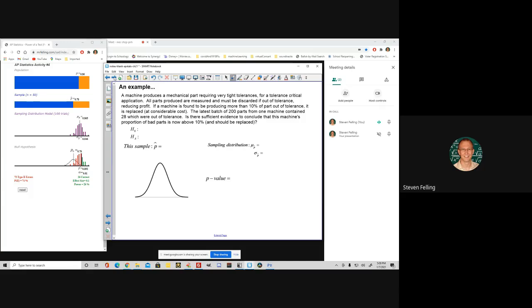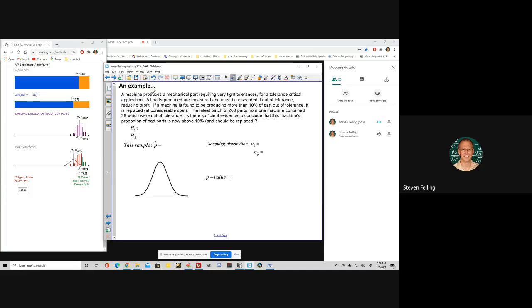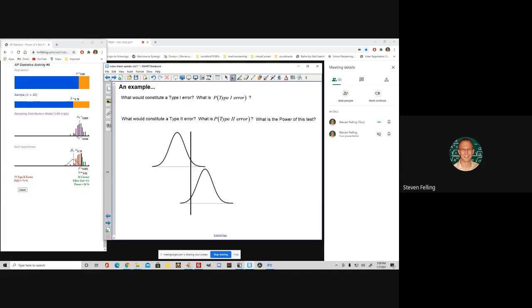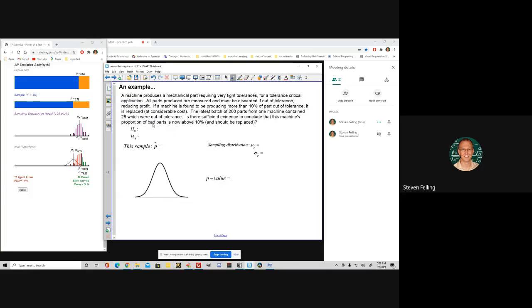Okay, and then to finish this, I want to show you an example. This is a made-up example, but it just illustrates what you would have to do if you wanted to really calculate the probabilities involved. So let's say that you're working on a machine that produces a mechanical part that requires really tight tolerances for some tolerance critical application. This is actually taken from something from my days as an engineer when I worked on military radar projects.